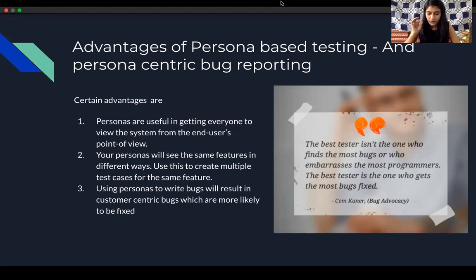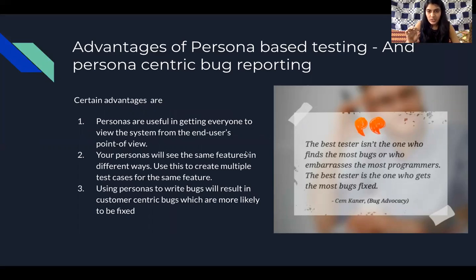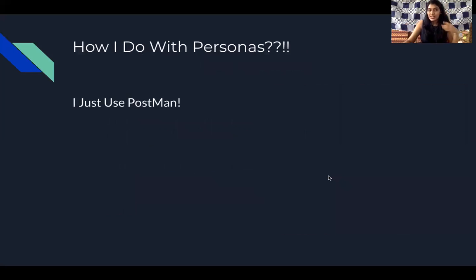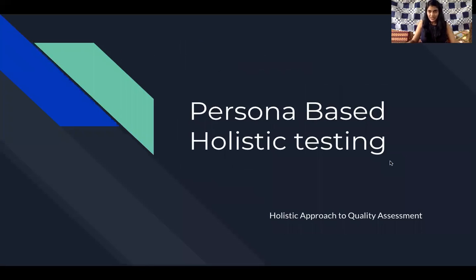And the most important factor of persona based testing, as far as I have seen, is having the reasons to vouch for your bugs. A good tester is not somebody who just finds more bugs, but he's the one who gets more bugs fixed. And to get more bugs fixed, you need scenarios, and those scenarios are what persona-based testing will give you. How do I do this? I just use Postman. I have a list of all collections, and based on characteristics of what personas I need, and that's my talk today.